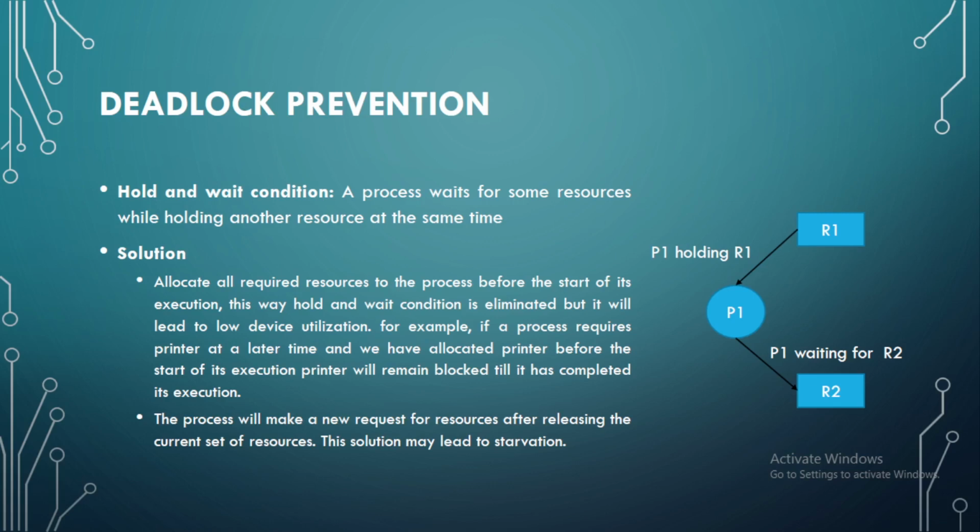For example, if a process requires a printer at a later time and we have allocated the printer before the start of its execution, the printer will remain blocked till it has completed its execution. The process will make a new request for resources after releasing the current set of resources. This solution may lead to starvation.